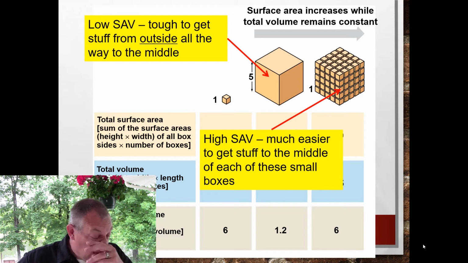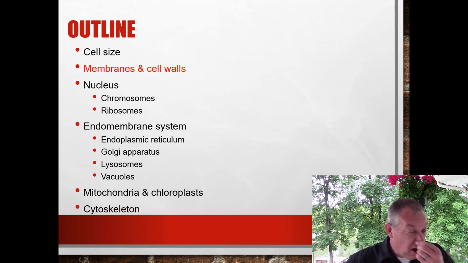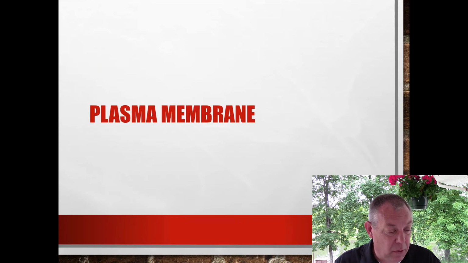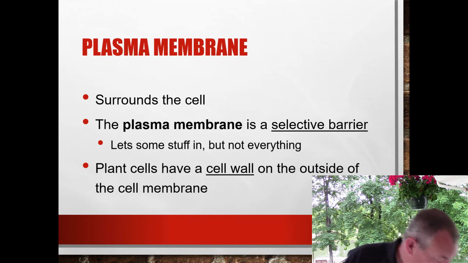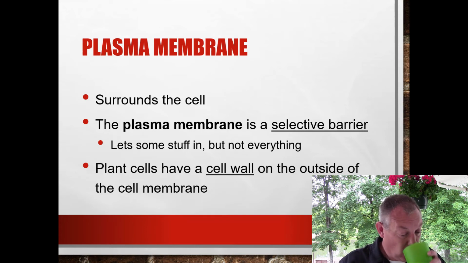Okay, well, this concept of surface area to volume ratio is going to come up in a lot of places, but it's very important to cells. All right. So let's start talking about the parts of the cell, and that surface area is defined by the cell membrane. And so let's talk about the plasma membrane or the cell membrane. This, of course, is what creates the outer edge of the cell. It acts as a selective barrier.